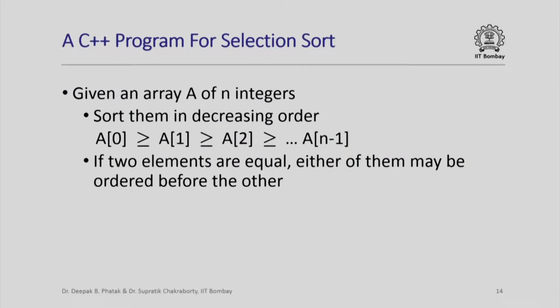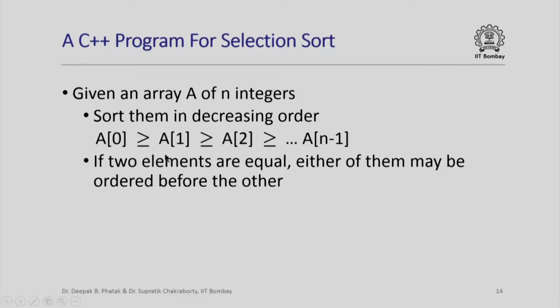Now, if I ask you to write a C++ program for selection sort, here is how the problem specification might look like. We are given an array A of n integers, we want to sort them in decreasing order, which means I want A0 to be greater than equal to A1 to be greater than equal to A2 all the way up to An minus 1.